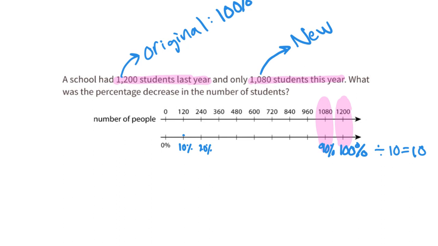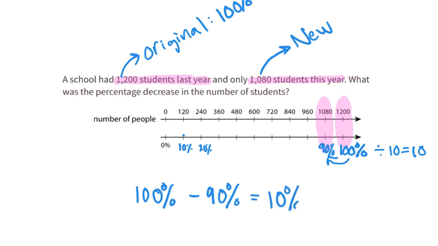So if I want to figure out how much I'm decreasing to go from 100% to 90%, we subtract them and we have 10%. That means that going from last year to this year, it is a 10% decrease.